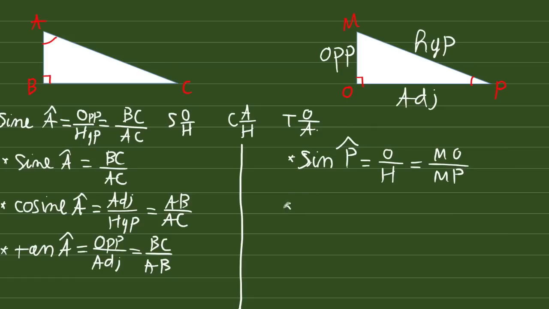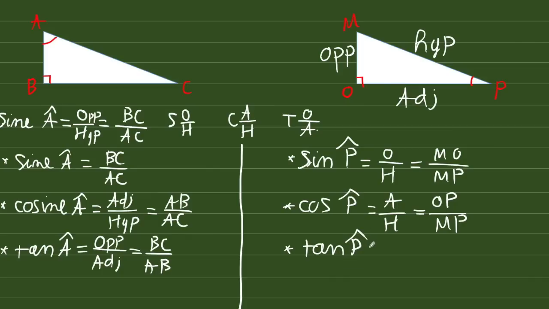About cos P, it is SOHCAHTOA, so A over H. Adjacent is OP, and the hypotenuse is MP. And the last one is tan of P. What is tan of P? Opposite divided by adjacent. Looking at this map: hypotenuse, opposite, adjacent. O means opposite, which is MO, and A means adjacent, which is OP.